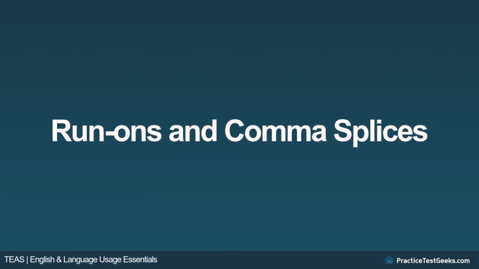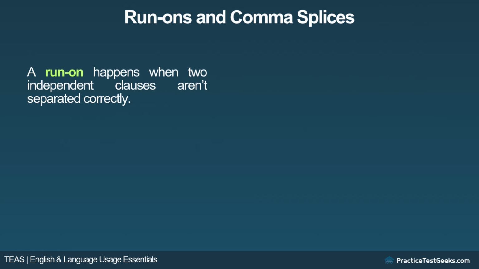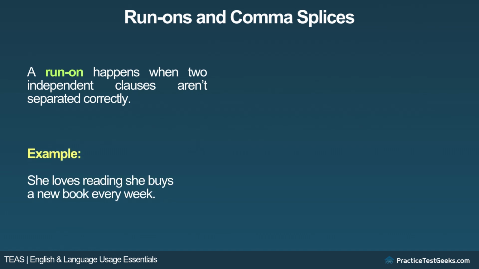Another major sentence error is the run-on or comma splice, when 2 complete ideas are jammed together without proper punctuation. A run-on sentence happens when 2 independent clauses, complete thoughts, aren't separated correctly. For example, she loves reading she buys a new book every week. There's no punctuation between 2 full sentences.